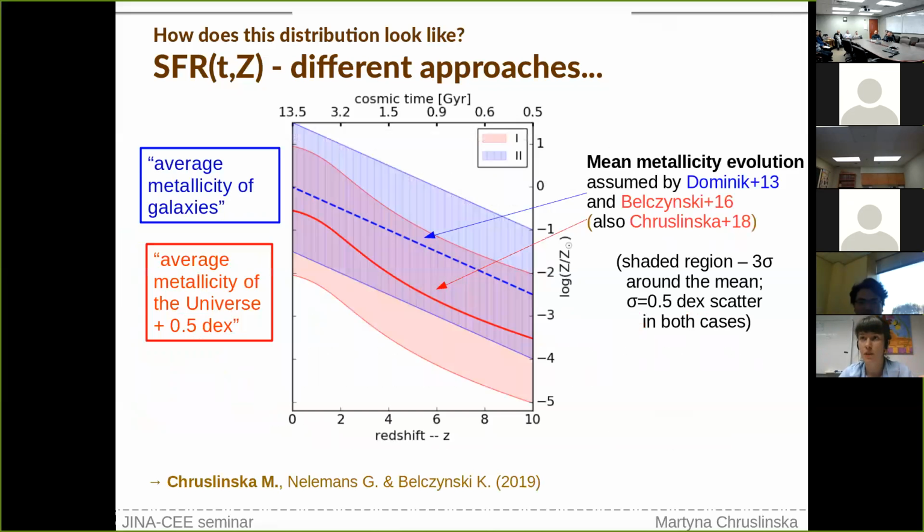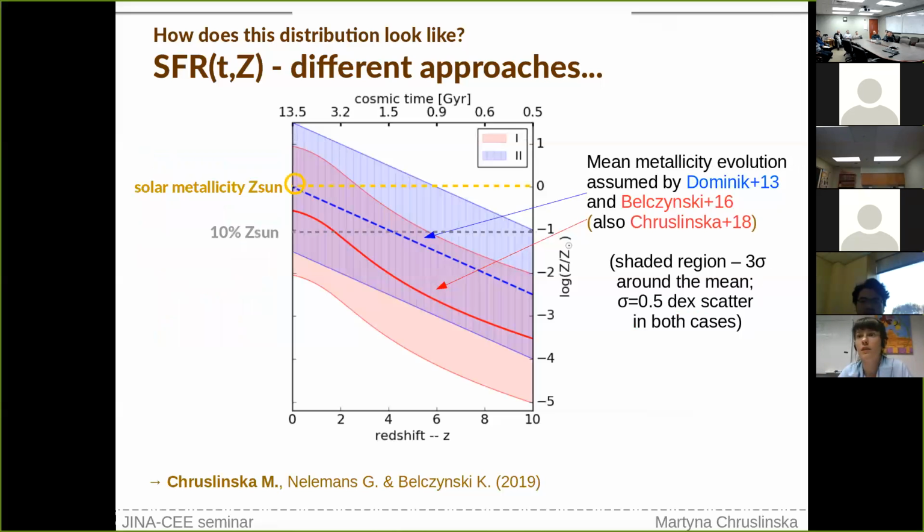So here I'm showing you the redshift evolution of mean metallicity in both cases, those thick lines. And I assume that the scatter around this mean is the same in both cases. And you can see, for instance, that to guide you a bit, I indicated where solar metallicity and 10% solar fall in this figure. So you can see that at redshift 0 in the blue case, the mean metallicity is more or less solar, while it never reaches the solar value in the red case.